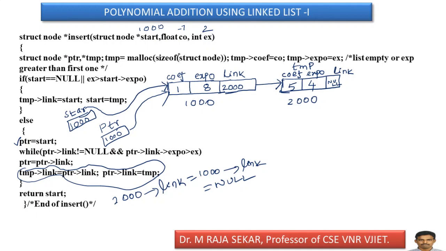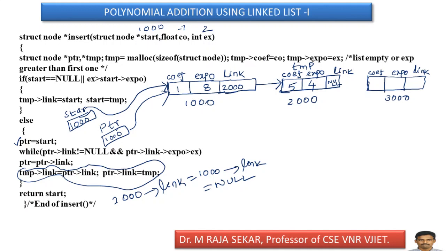TMP equal to malloc size of struct node. This means internally a node will be created with those 3 fields. What is my first field? COEF, the coefficient. Next one is EXPO. Next one is link. Now, let me say this node is at address 3000. Now where will I go?